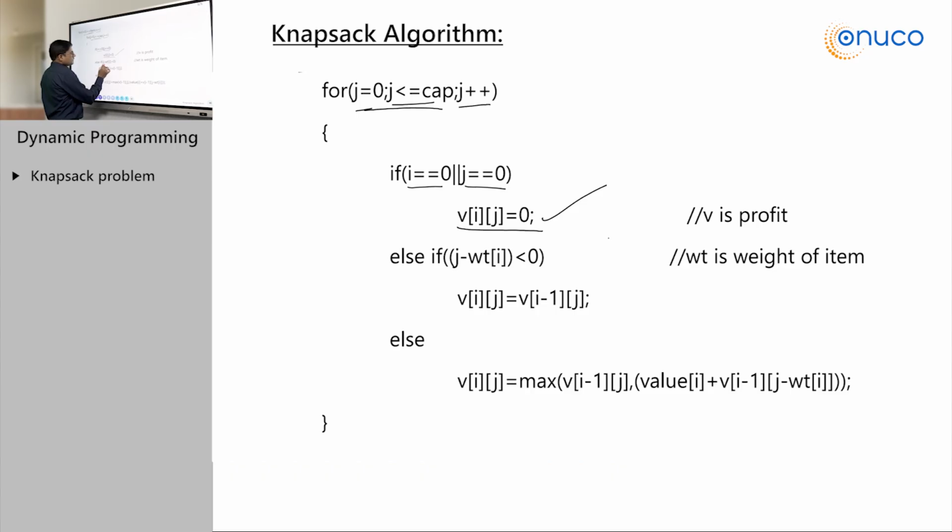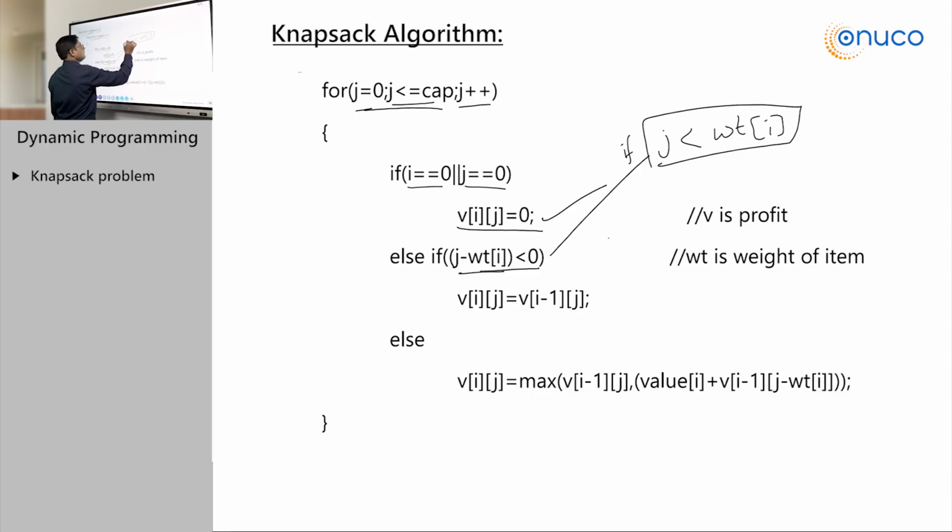Otherwise, else if J minus W of I is less than 0, in that case V of I,J will be V of I minus 1, J. Or you can write this even as: if J is less than weight of I, in that case also, just take the weight of I to the right-hand side. So if J is less than weight of I, V of I,J is equal to V of I minus 1, J. Just the previous row, same column. Whatever value you have there, we are going to continue with it.